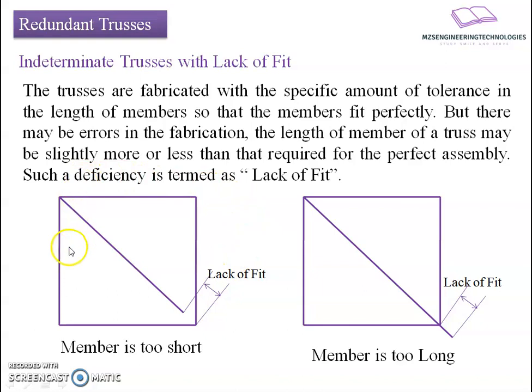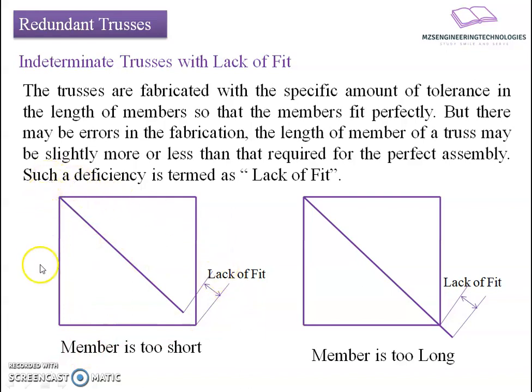If we talk about the fabrication work of the trusses, first the truss members are cut down to the required length, with a tolerance so that they can fit and be assembled at the particular joint. But due to some error, some members may have extra cutting or some members will have undercuts. So these undercuts and extra cutting will raise a problem like lack of fit.